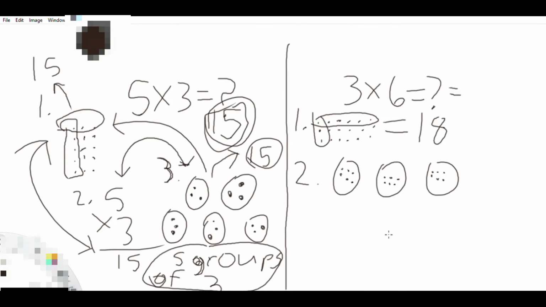Okay, now we have 6 here. So this is 3 groups.